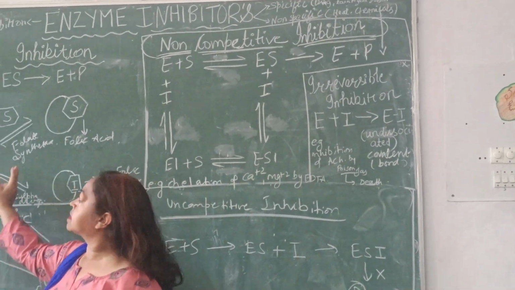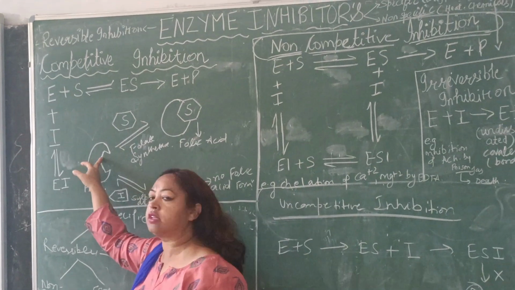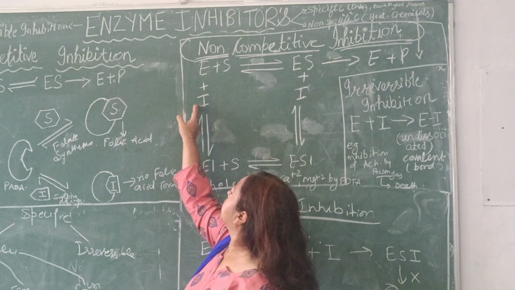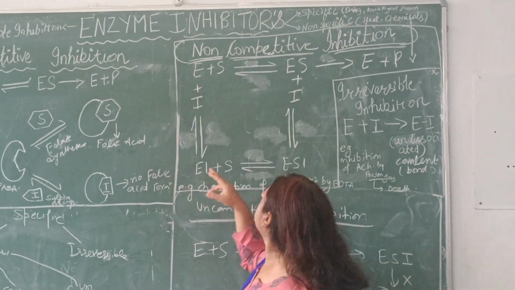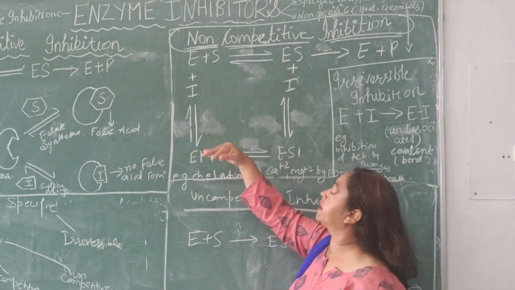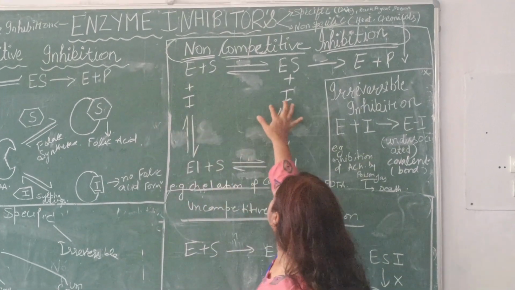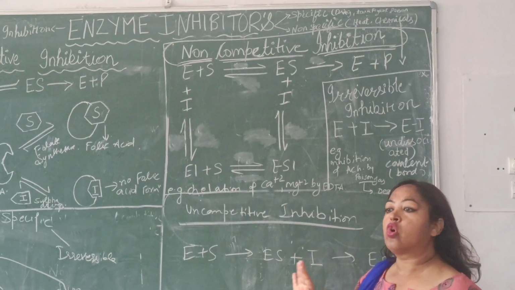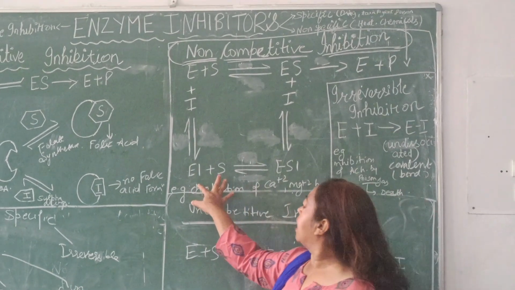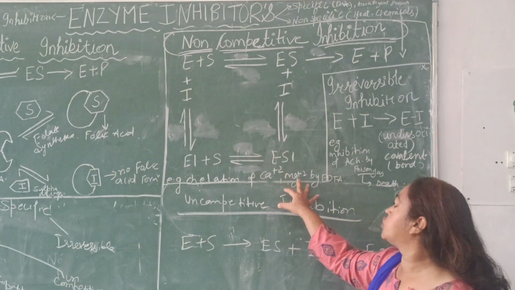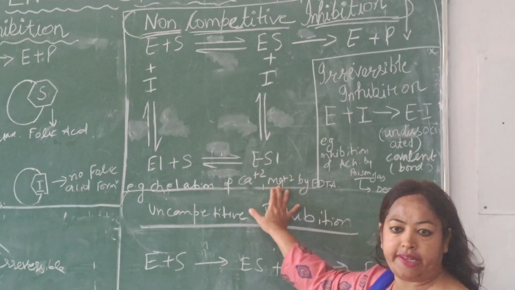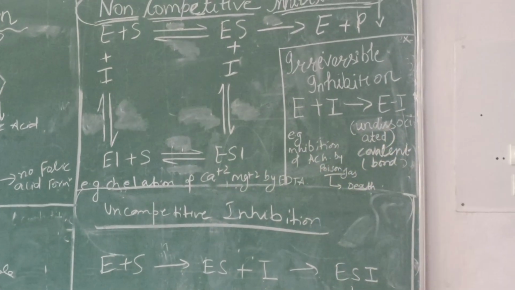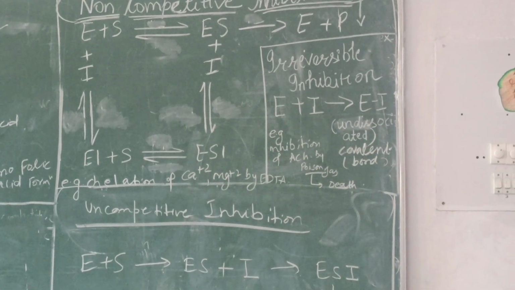Here in competitive inhibition, the inhibitor is competing with the substrate for the active site. But here there is no competition. The inhibitor is individually reacting with the enzyme, and it can react either with the enzyme or with the enzyme substrate complex. So no competition. The example here is chelation of calcium and magnesium ions by EDTA.